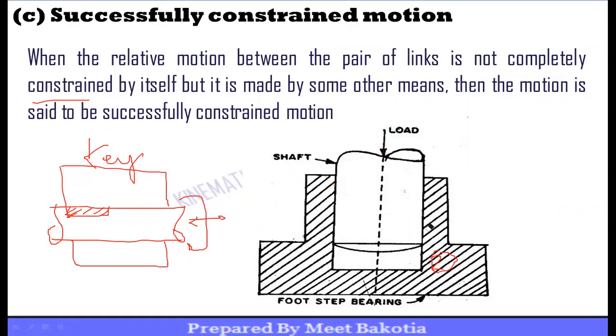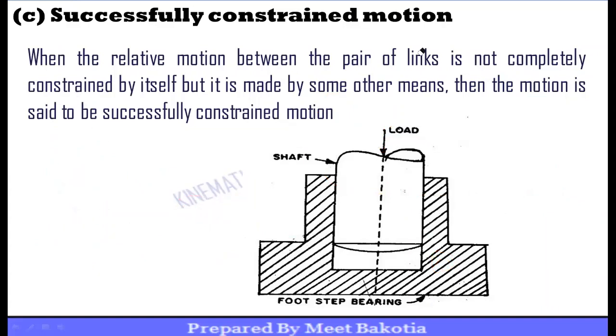So there are three types of constrained motion: completely constrained motion, incompletely constrained motion, and successfully constrained motion.